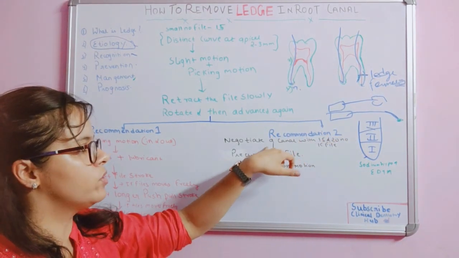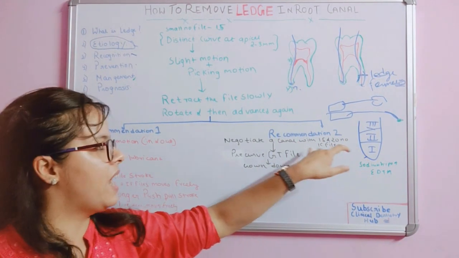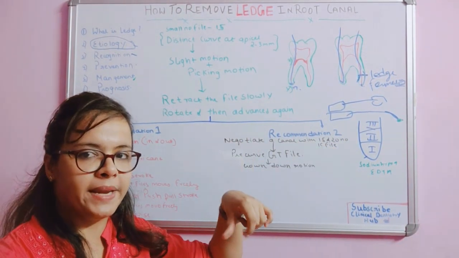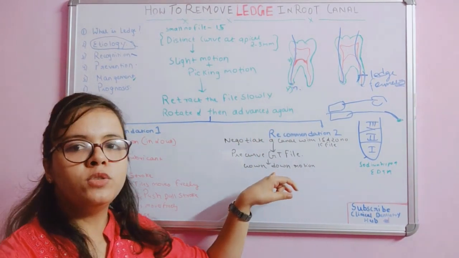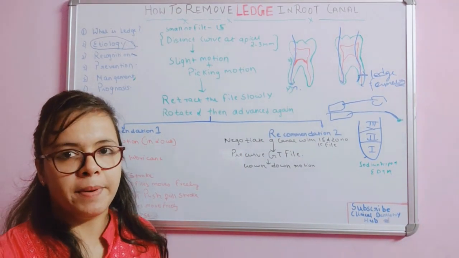But basically you have to negotiate a canal with 15 number and 20 number K files. After that you have to use a greater taper file, that is a pre-curved file, and then you have to use that file in a crown down motion so that it can be easily prepared.